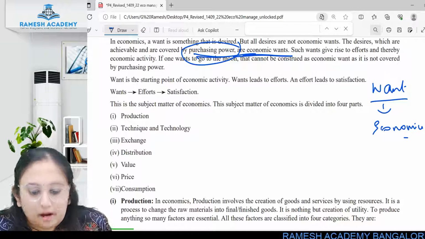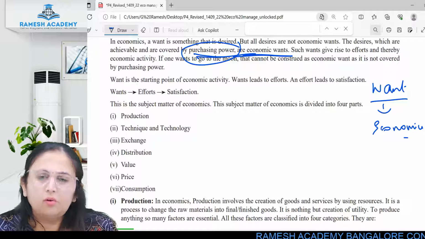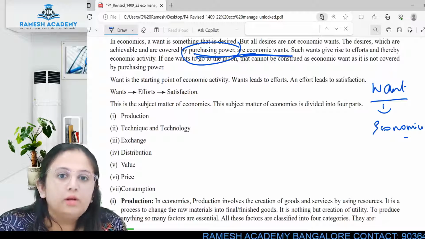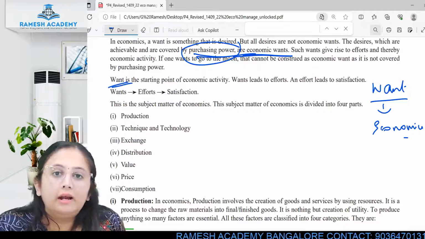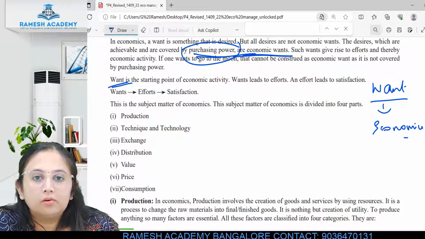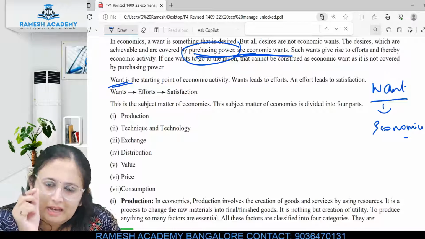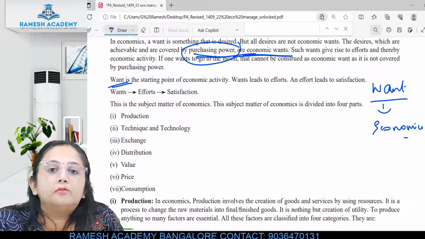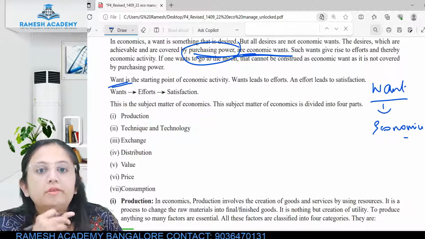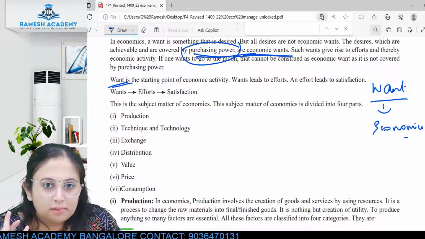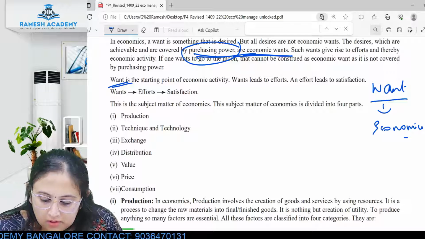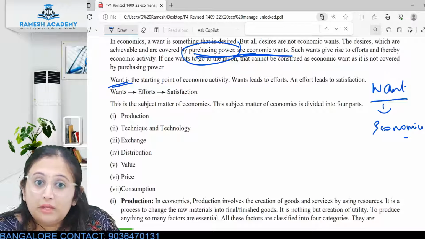So want is the starting point of an economic activity, correct? Whatever economic activity you can think of, the first starting point is want only. If there is no want and no purchasing power, then that economic activity will not start. So the starting of any economic activity you take starts from want only. A desire which is achievable is a want in economics. Otherwise it is not a want, not a desire, nothing. Economics will not recognize it.